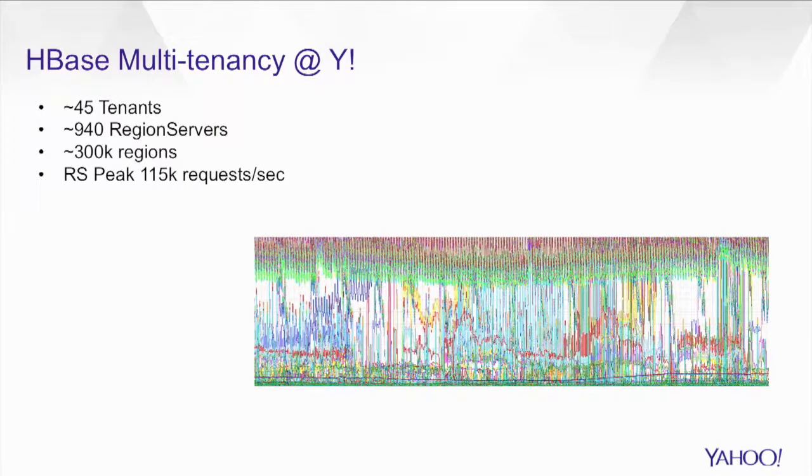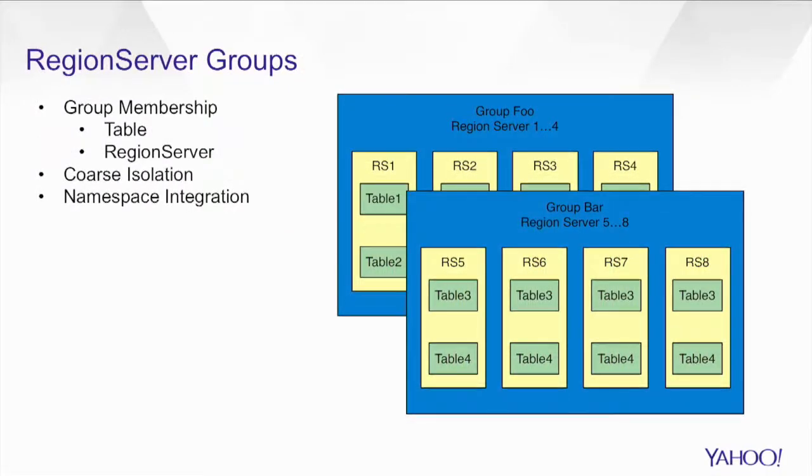Well, our answer to that was region server groups. What region server groups are is basically you can create a logical group, and then you can assign member tables and member region servers to that group. What that means is that all the tables within that group are pinned only to region servers that are members of that group. So you have this coarse level of isolation, where no other regions from other tenants are using region servers that have been assigned to you.